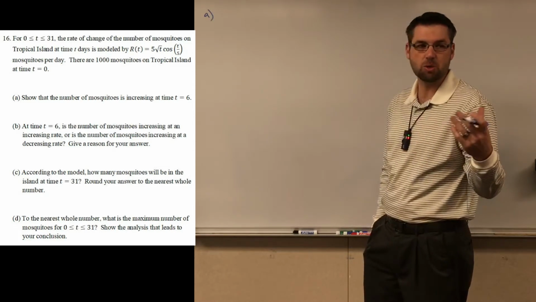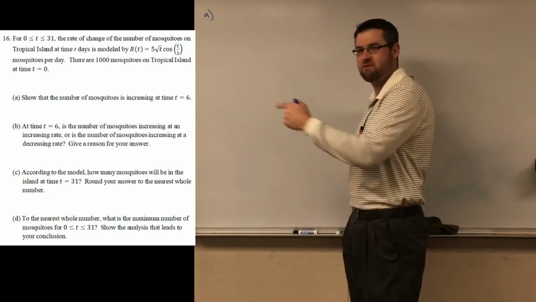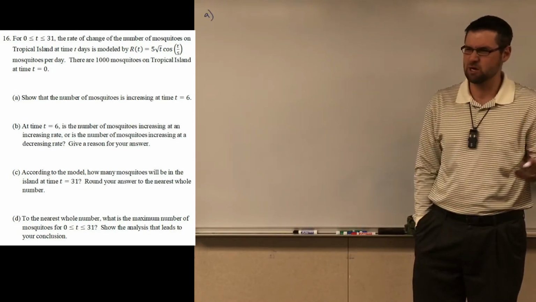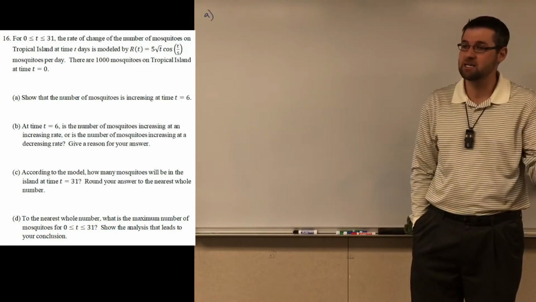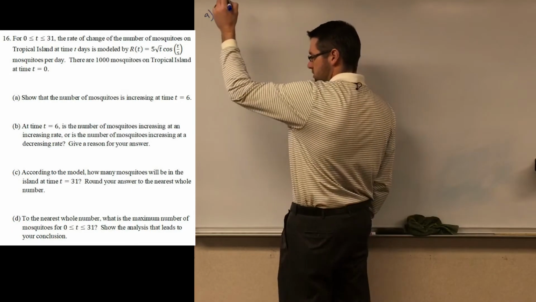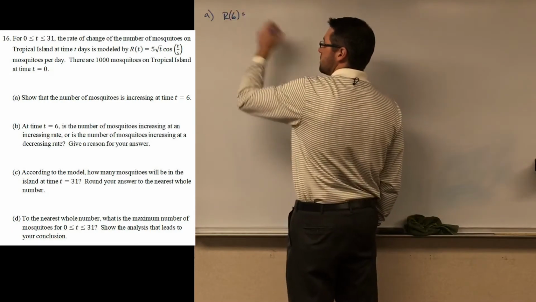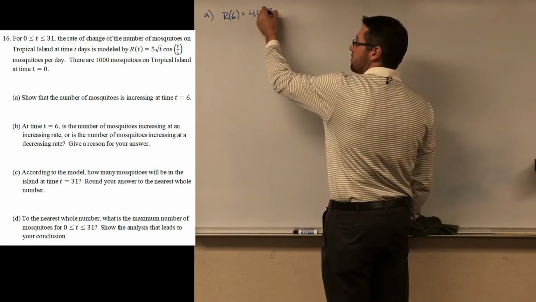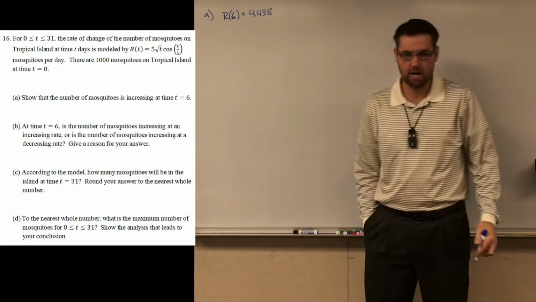We would like to say the derivative. But if we take the derivative of this function, what are we finding? Kind of the acceleration. That's weird. So it's just when the rate is positive. I gave you the rate, so we're just going to find R of 6. What's R of 6? 4.438? Is that an agreement? Okay.